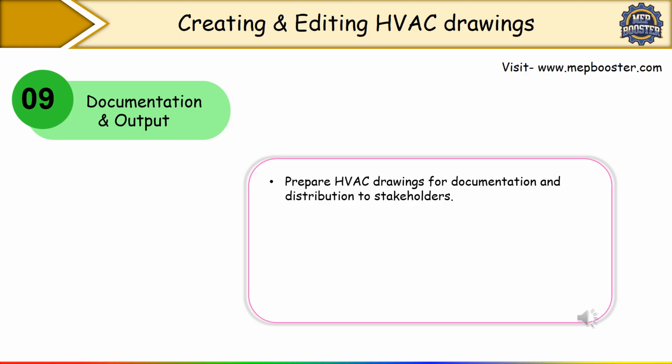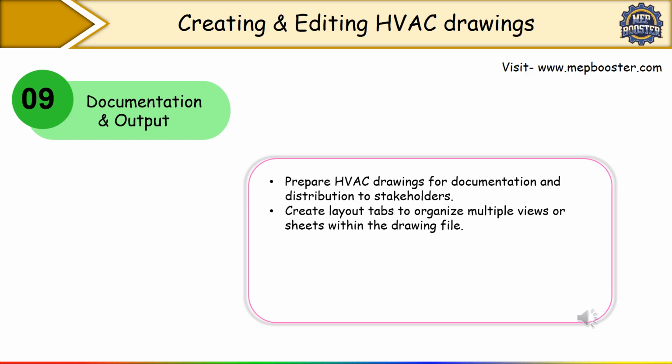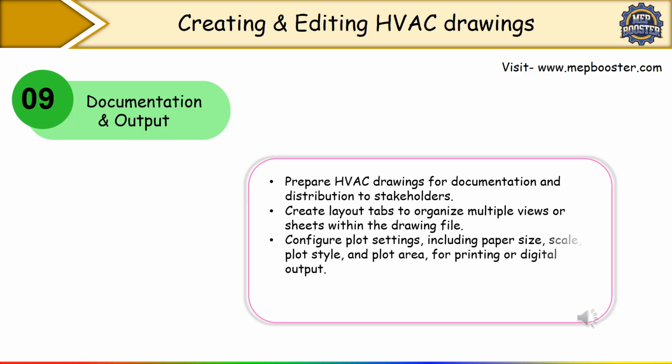Then finally we have to create the layout or sheet. For that we use the layout tab to organize multiple views or sheets within the drawing file. Then create separate layouts for different scales, perspectives, or sections of the HVAC system, such as floor plan, elevation, section, and detail. Next point, configure plot settings including paper size, scale, plot style, and plot area for printing or digital output.